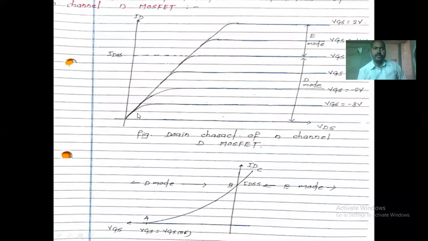We have seen the N channel D MOSFET. What do we mean by N channel D MOSFET, and what are the things related to the D MOSFET and the enhancement type MOSFET that we have seen here? D MOSFET indicates the depletion type of MOSFET. It is the same as your JFET. In case of JFET, we applied a negative voltage across the gate to source.